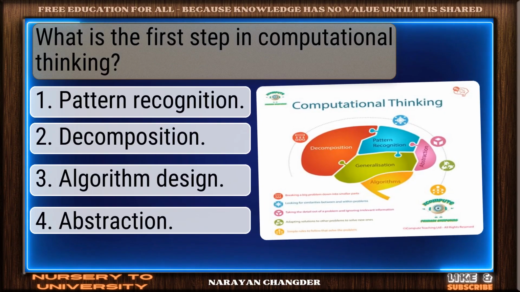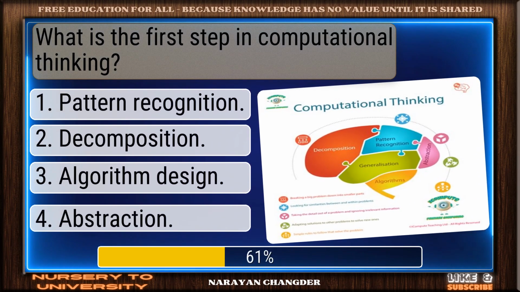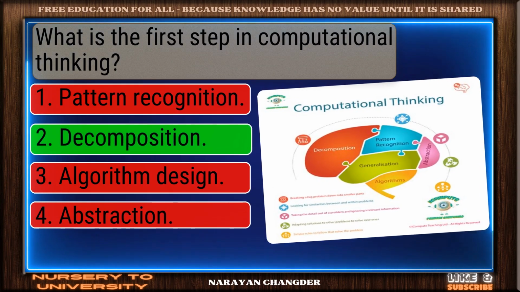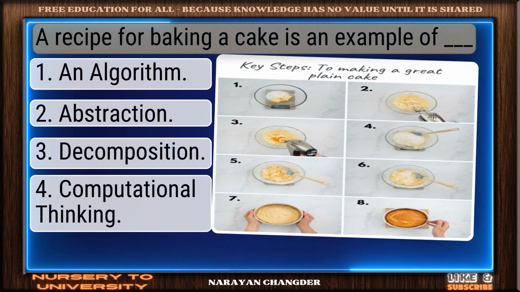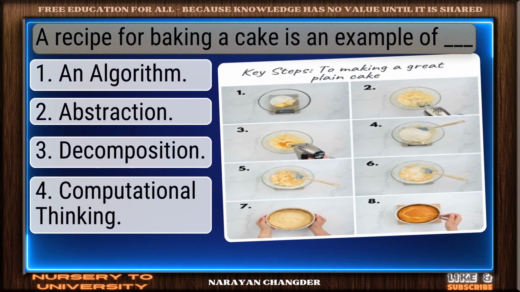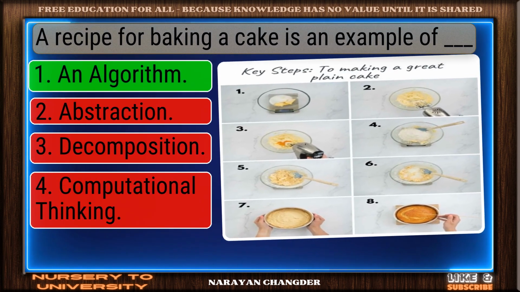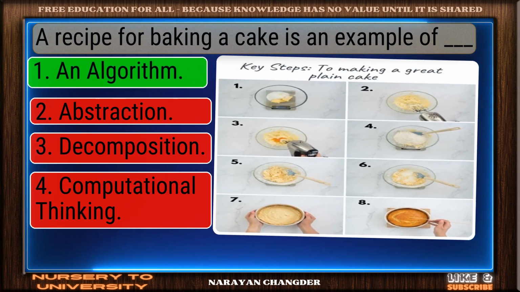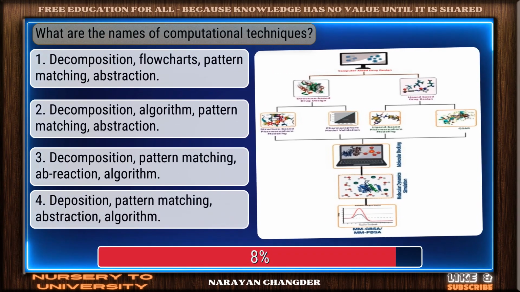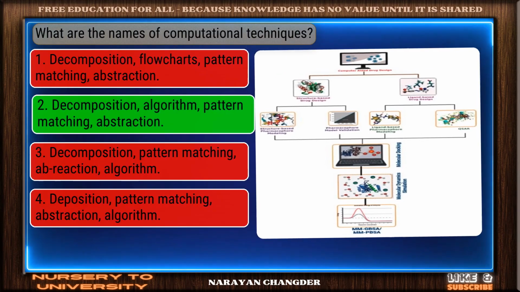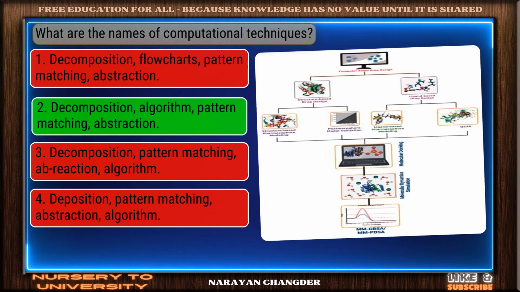Question number 52. What is the first step in computational thinking? Well reasoned. Decomposition is the correct choice. Question number 53. A recipe for baking a cake is an example of dash. You chose an algorithm. And it is correct. Question number 54. What are the names of computational techniques? Nicely done. Decomposition, algorithm, pattern matching, abstraction is a solid answer.